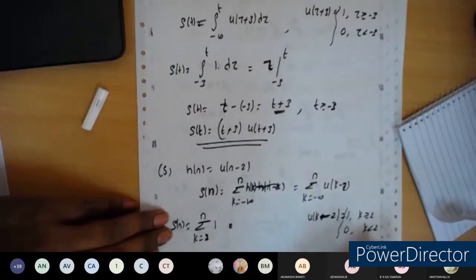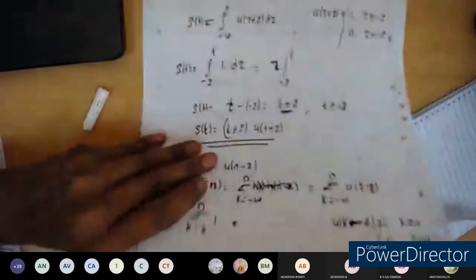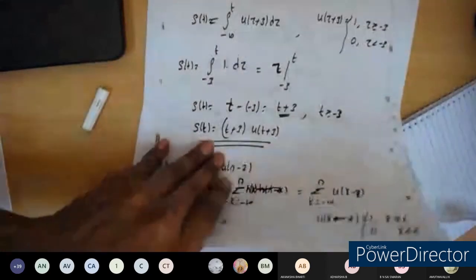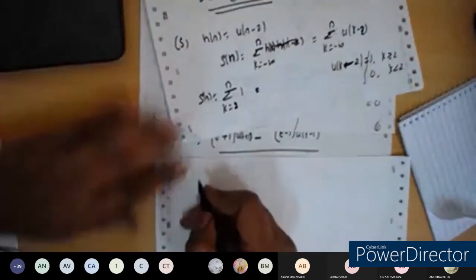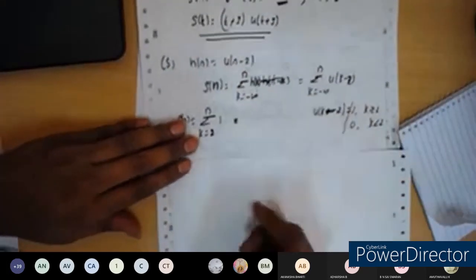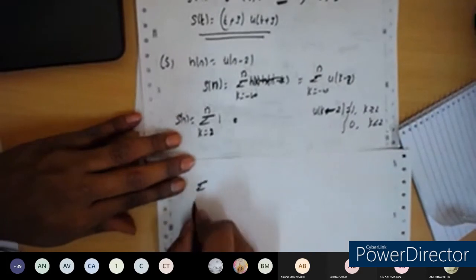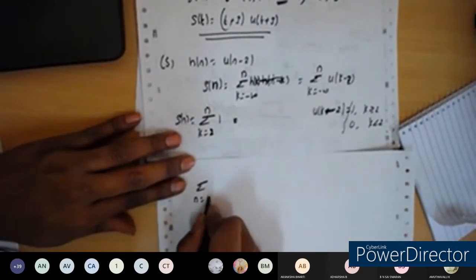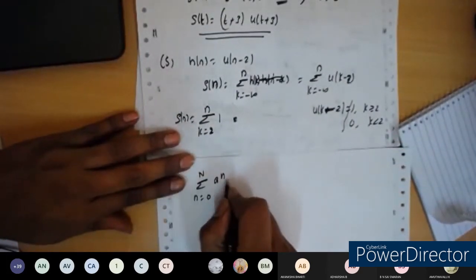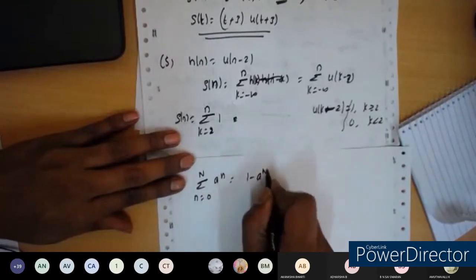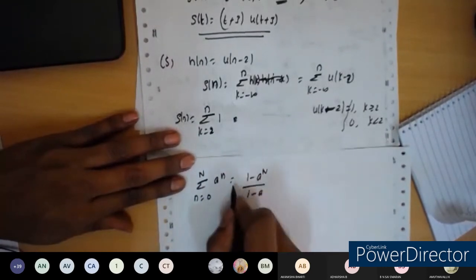So we have the sum of finite terms formula, right? Summation n is equal to 0 to n, a to the power of n is equal to 1 minus a to the power of n plus 1 divided by 1 minus a.